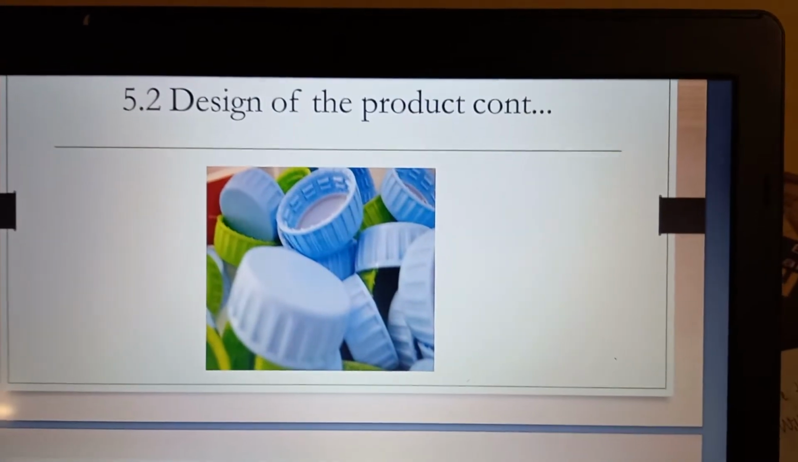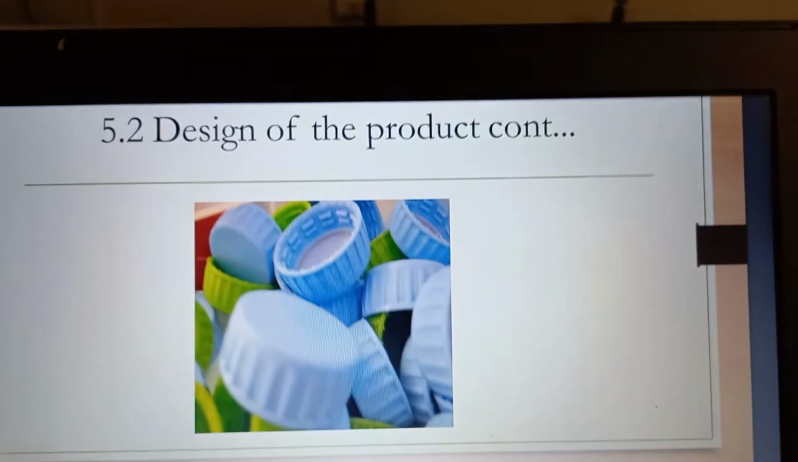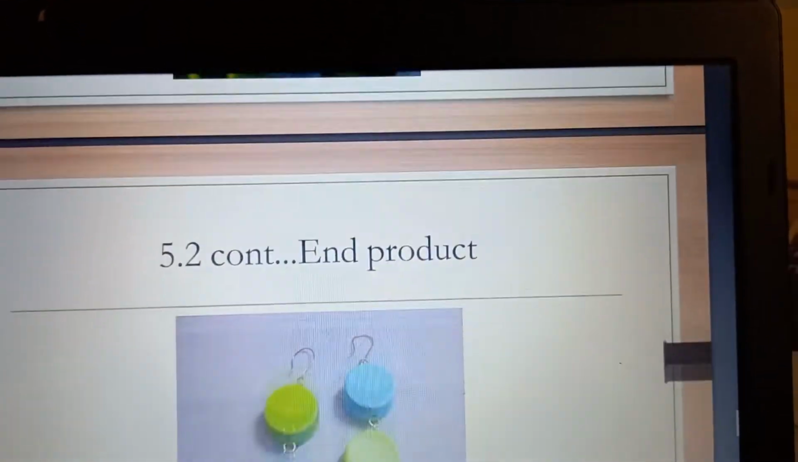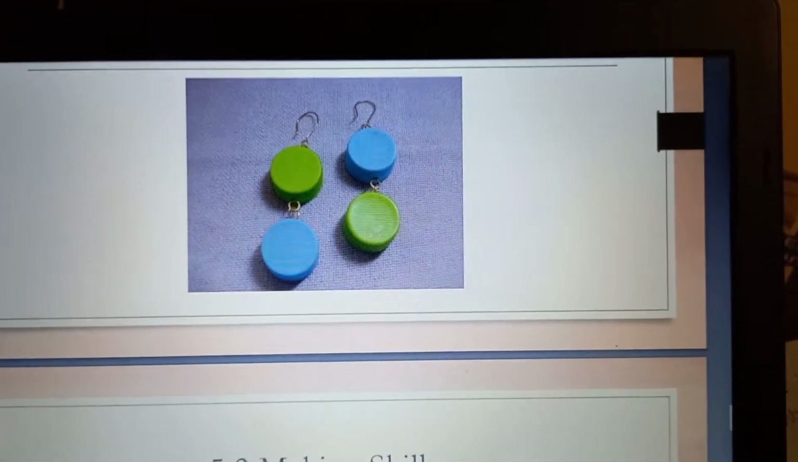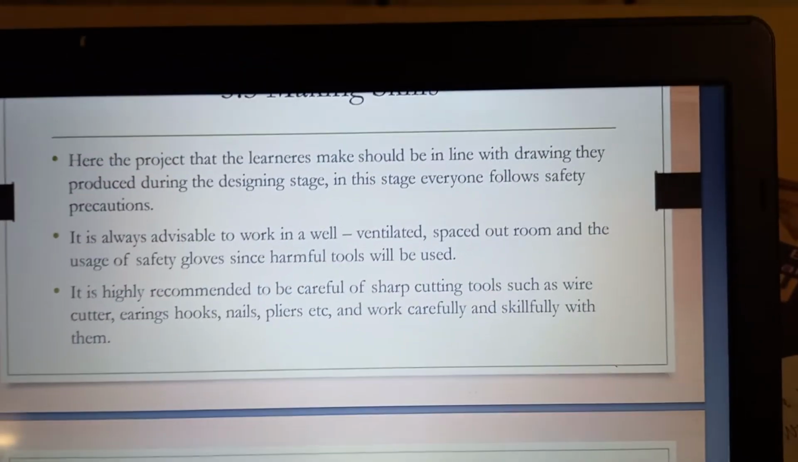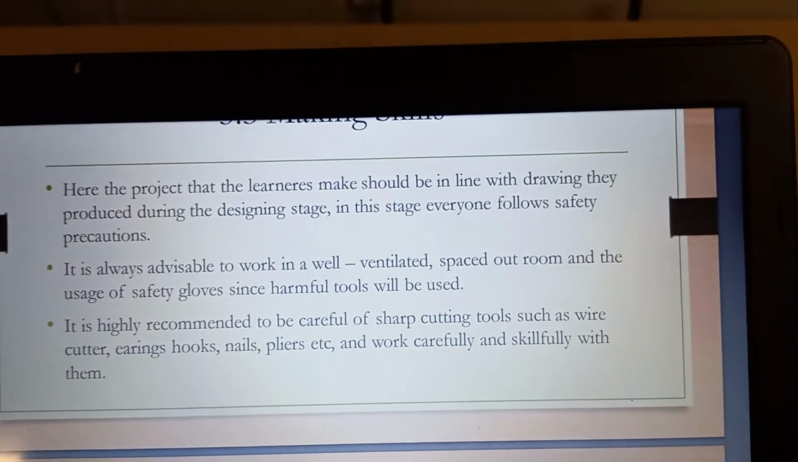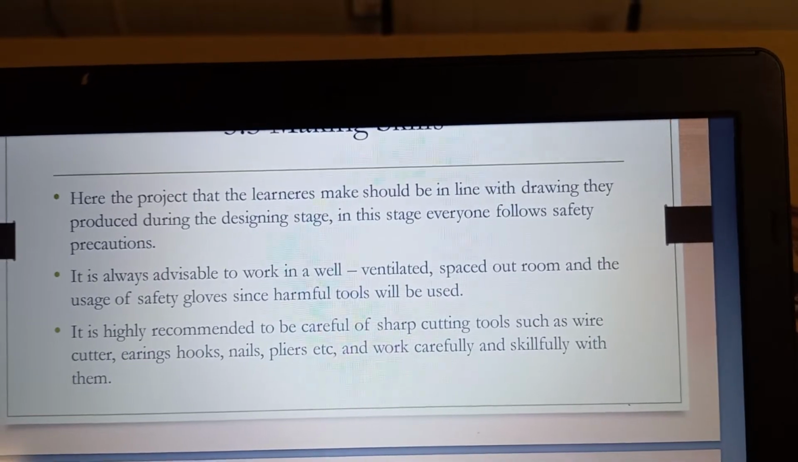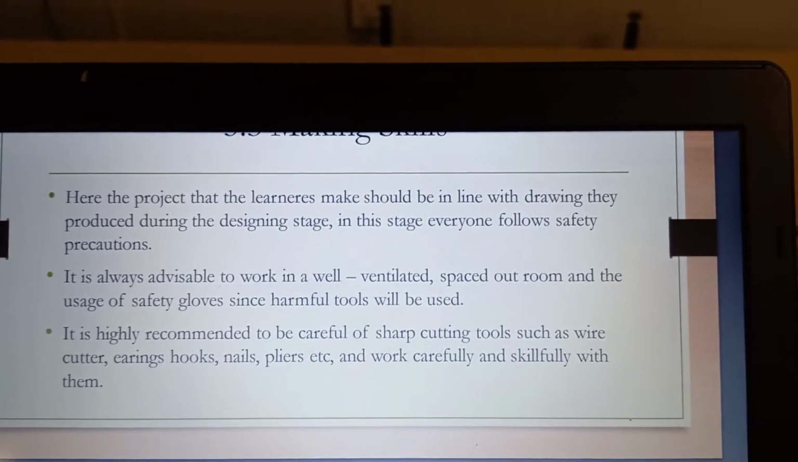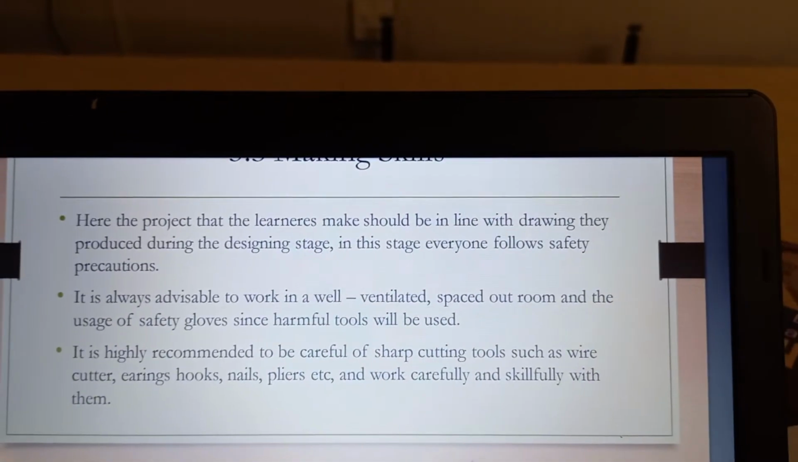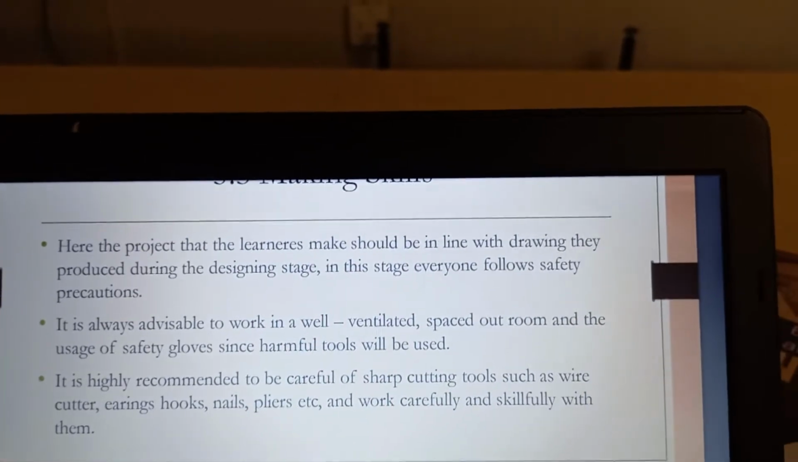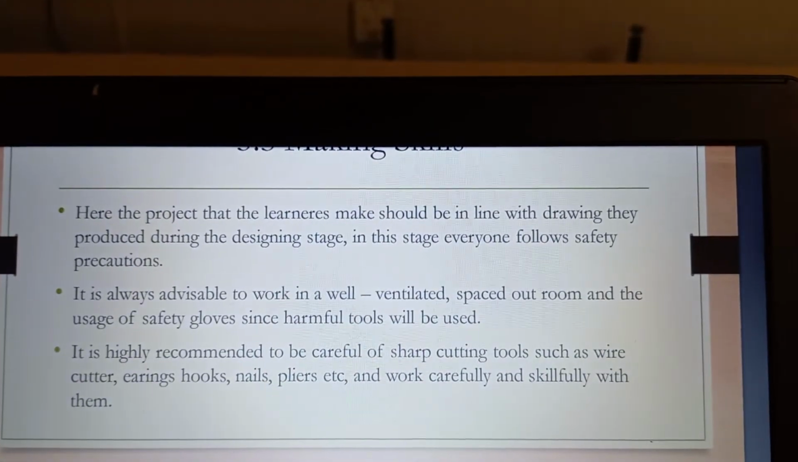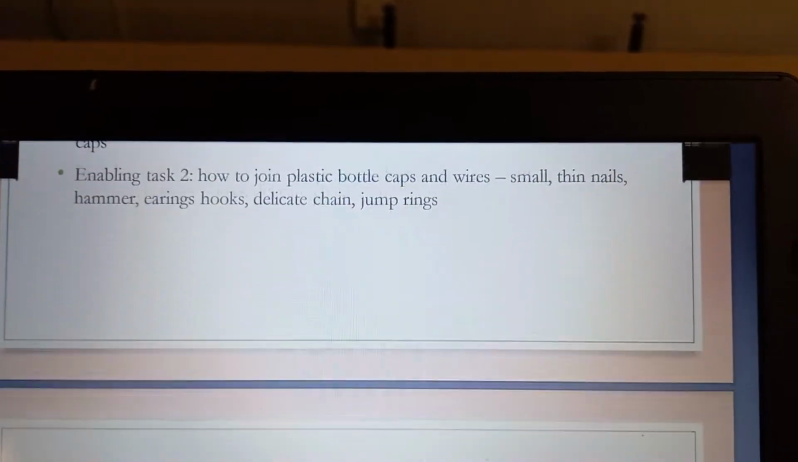And this is the product that we designed, and this was the end product, and we have some making skills. So when you are doing this product, learners must be in a well ventilated area. They must be away from each other because they will be using sharp tools, so that they don't hurt each other.